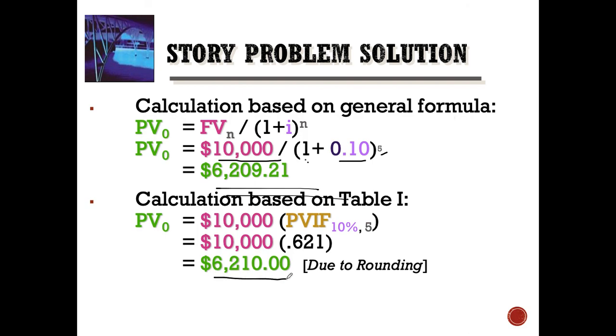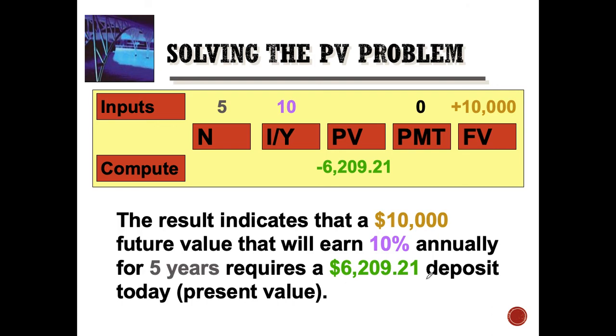The calculation based on the table is almost the same. The final result is $6,210. This is almost the same, and the difference is due to rounding. If we use a calculator, the result is almost the same as well.